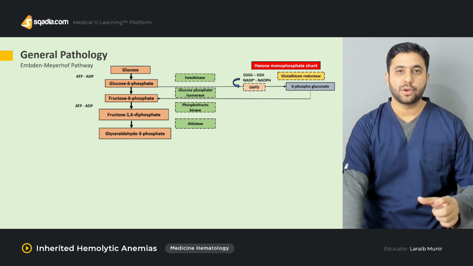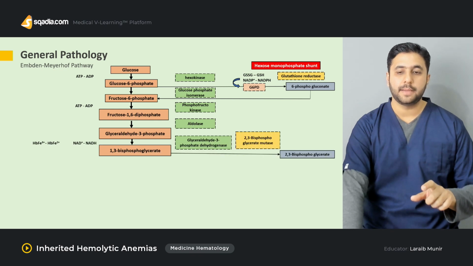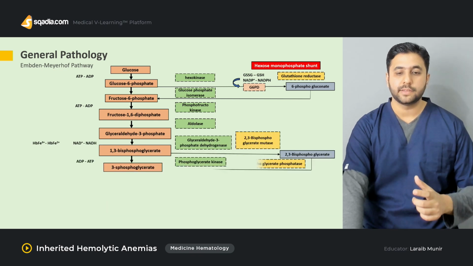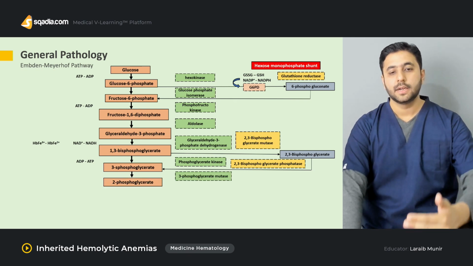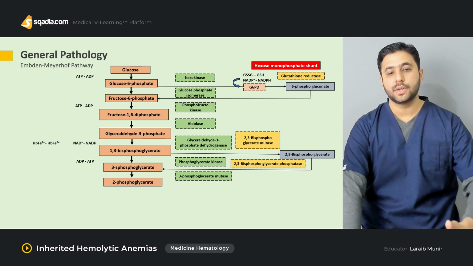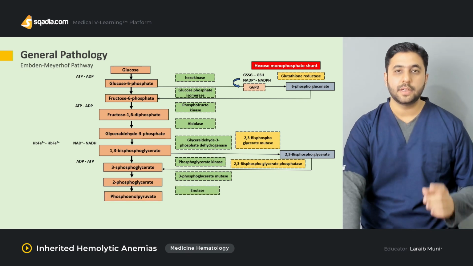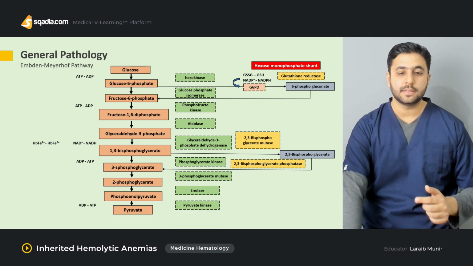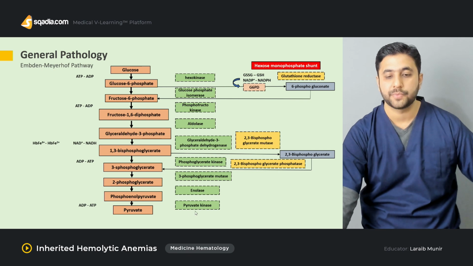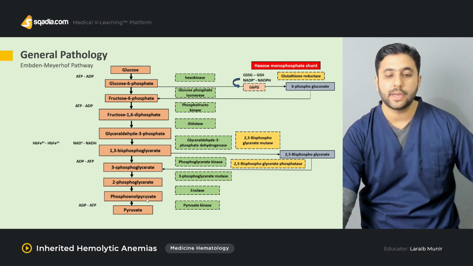And now we are going to focus on the other enzyme in this pathway, which is important for you to understand or memorize. These are the whole steps involved in the conversion of one product to the other. The other enzyme which is relevant to the discussion of the hemolytic anemias is the pyruvate kinase enzyme. It basically converts phosphoenolpyruvate to pyruvate, and that leads to the generation of ATP.